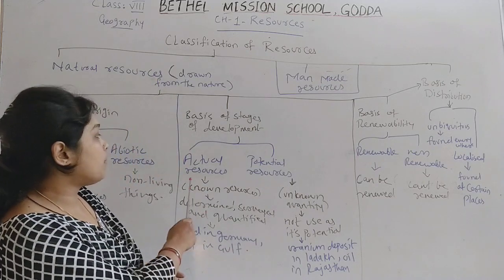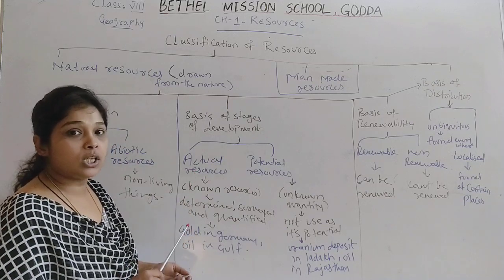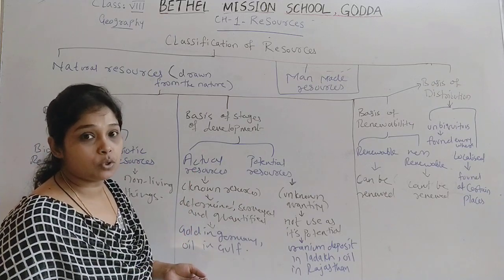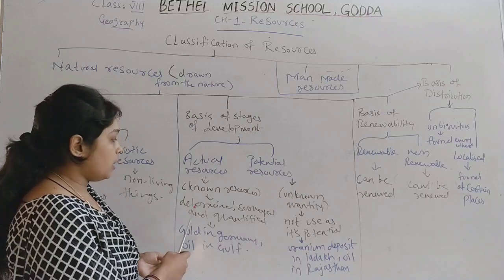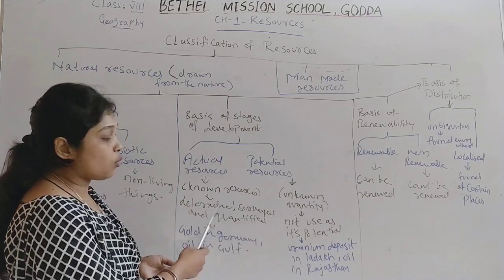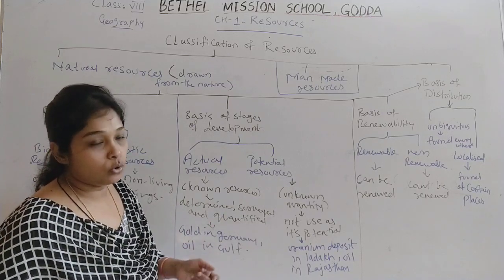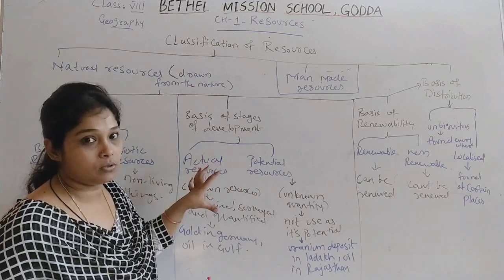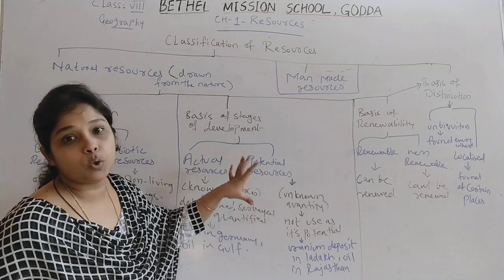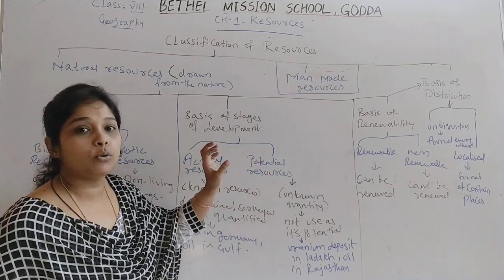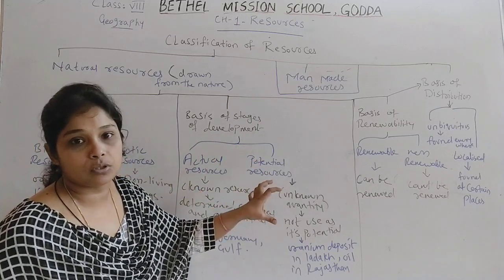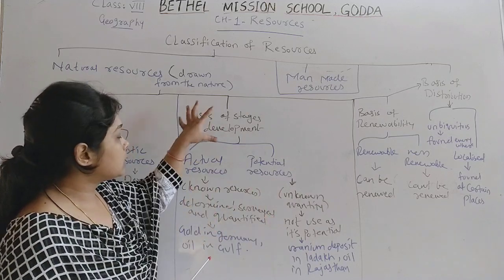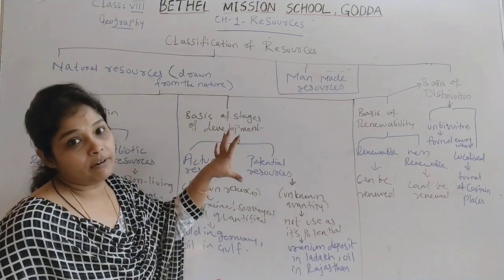But when we talk about actual resources, we know the quality and quantity of those resources in a particular region. We have determined, surveyed and quantified them, so those resources can be developed to the full extent. That is called actual resources. For potential resources, we don't know about their quality and quantity. So this is the classification on the basis of stages of development.